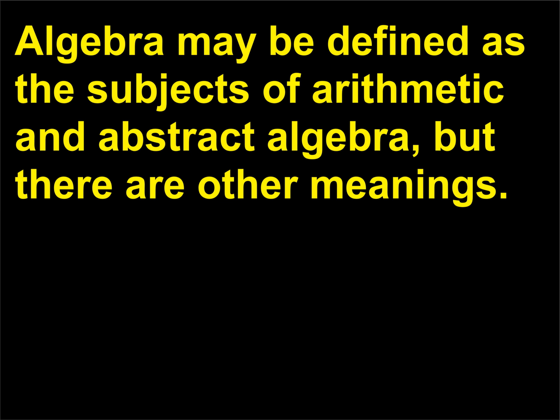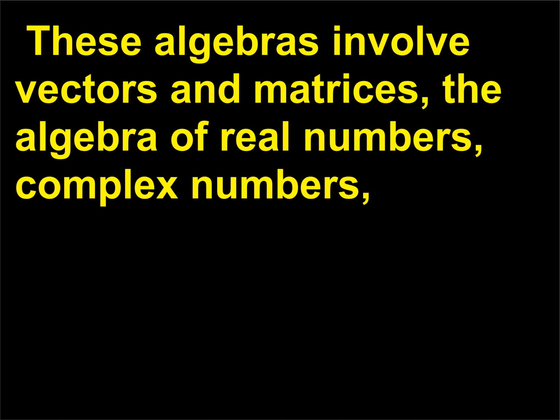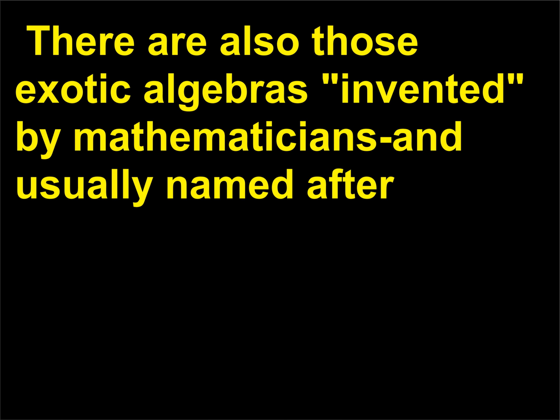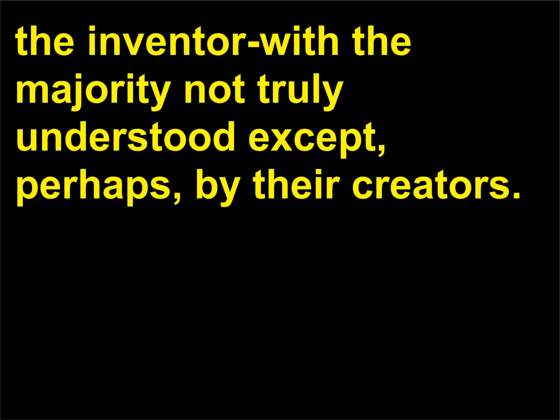Algebra may be defined as the subjects of arithmetic and abstract algebra, but there are other meanings. These algebras involve vectors and matrices, the algebra of real numbers, complex numbers, and quaternions, an operator or factor that changes one vector into another. There are also those exotic algebras invented by mathematicians and usually named after the inventor, with the majority not truly understood except, perhaps, by their creators.